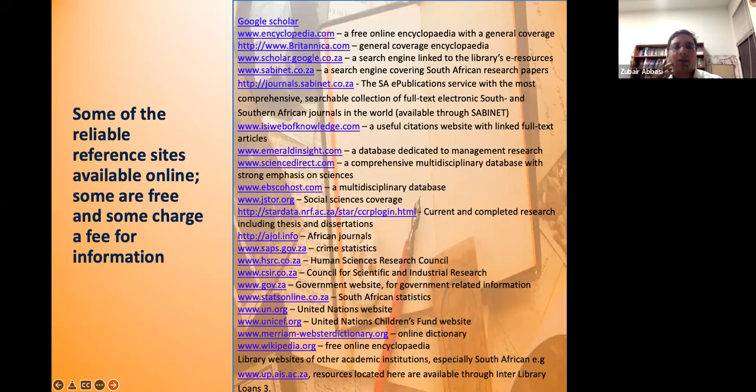And here is a list of some of the sources. The great way to start research is Google Scholar. So instead of using Google, try to use Google Scholar, because Google Scholar gives you published, reliable sources. And then you can look into encyclopedias, thesauruses, or dictionaries, or different databases.